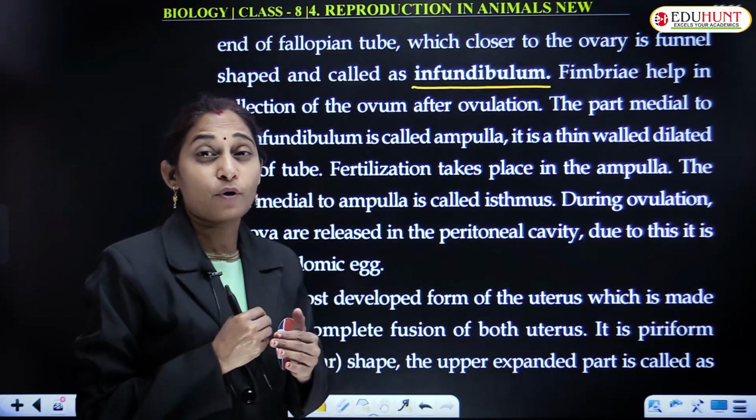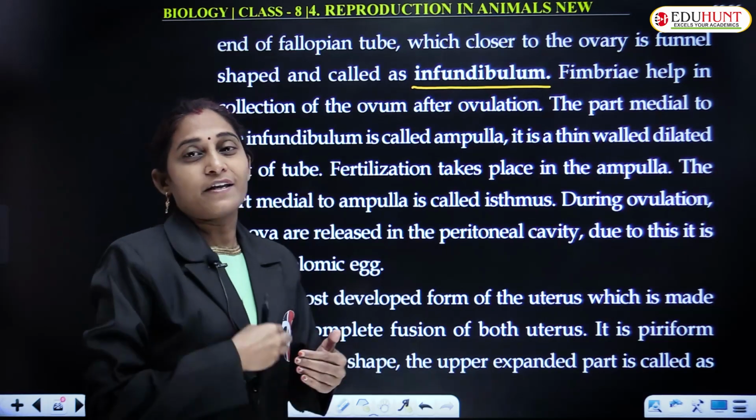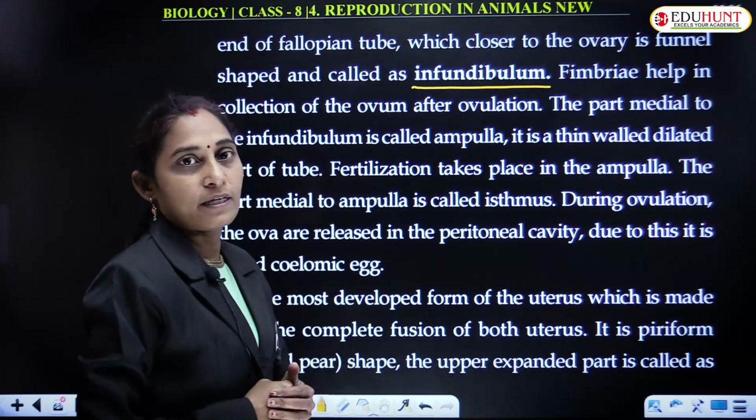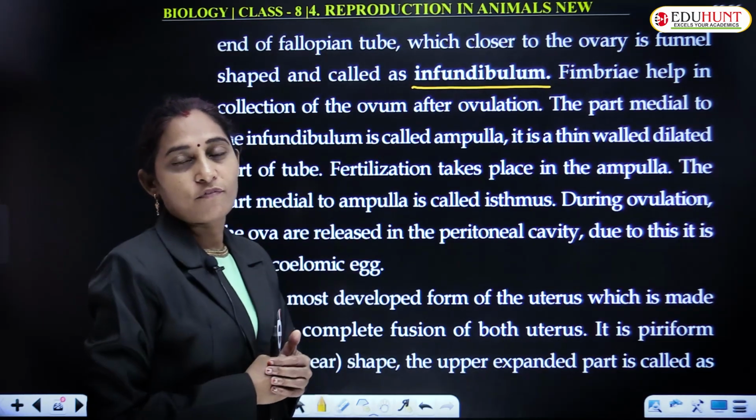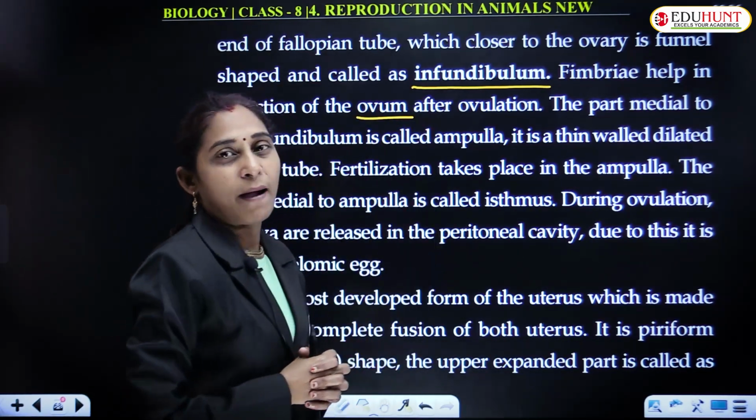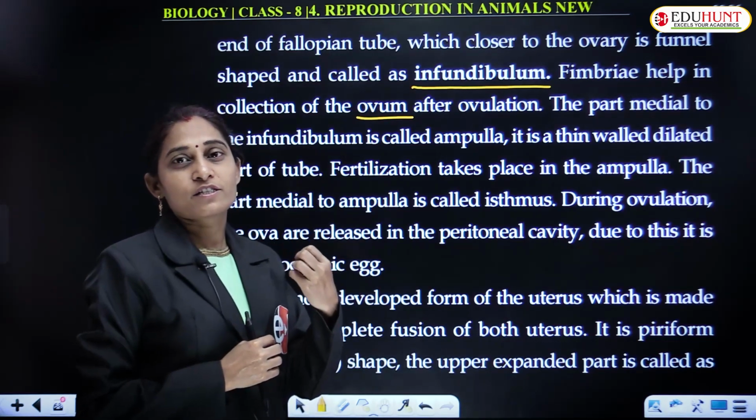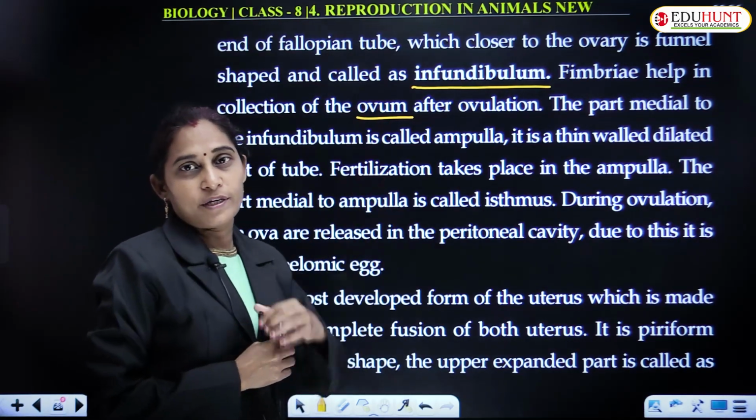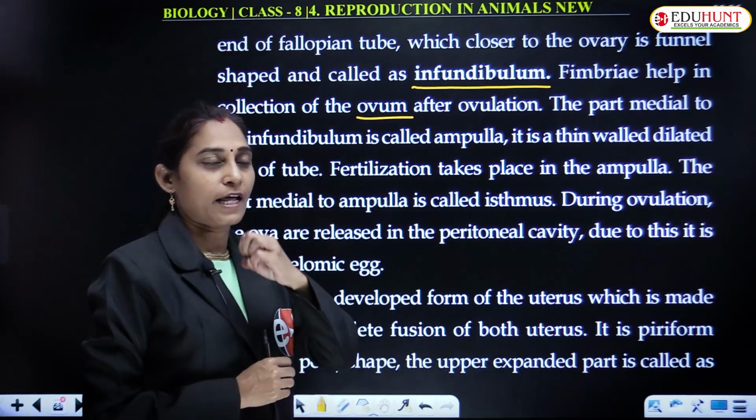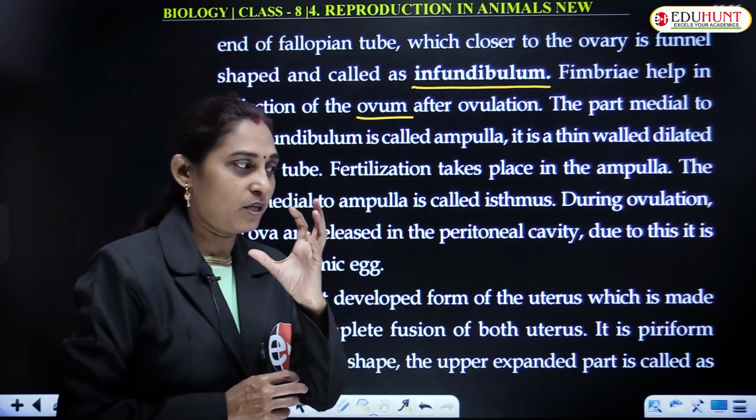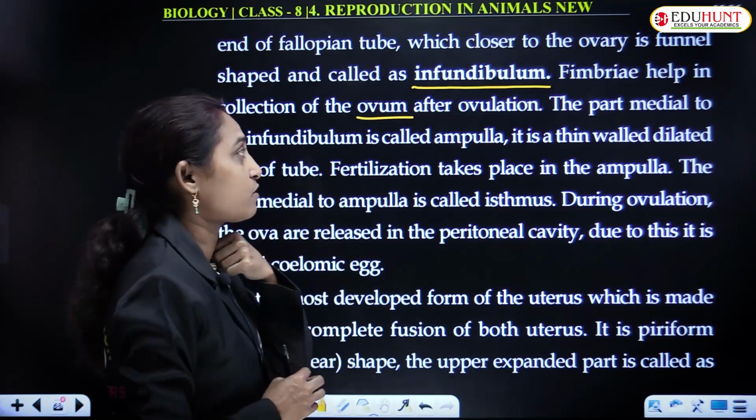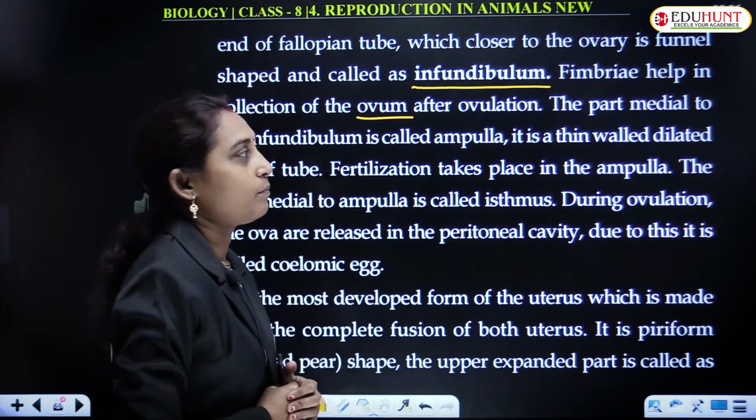Ovulation is the production and release of ova from the ovary. This ovum is collected by the finger-like projections of the fallopian tube. The infundibulum is the tip with finger-like projections. The funnel-shaped end of the fallopian tube is known as the infundibulum.